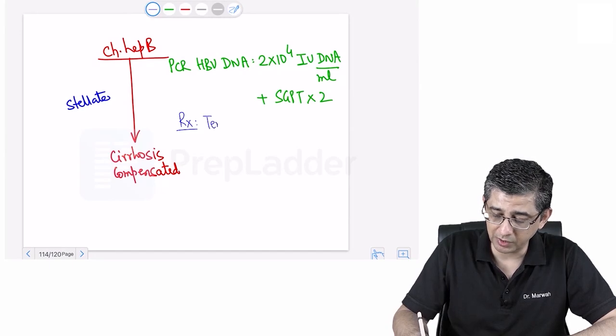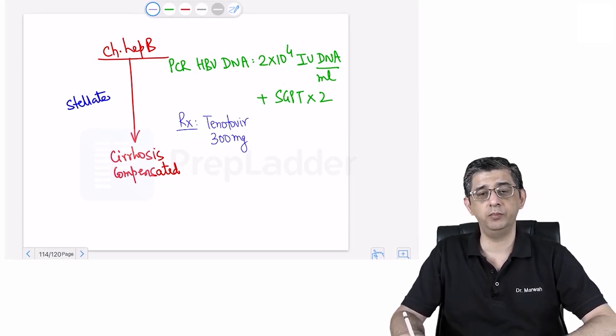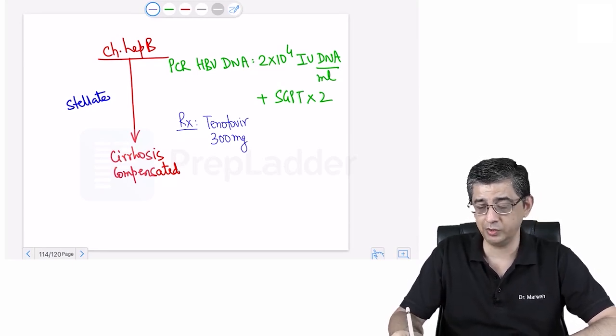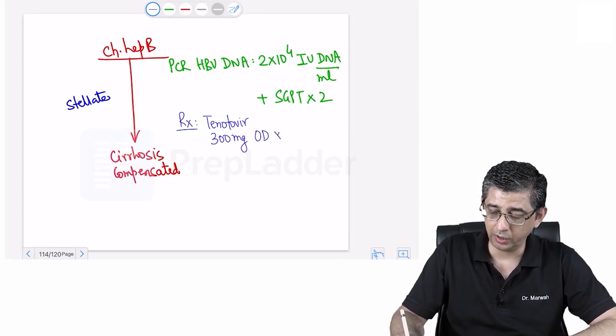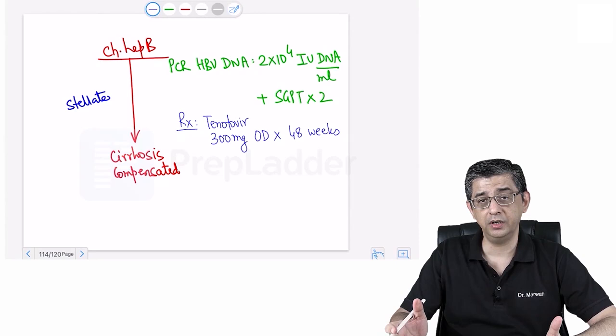I can start this person either on entecavir or on tenofovir. Though any of the two can be prescribed, majority of books first mention tenofovir, so I will be using a 300 milligram dosage for this patient. This is to be taken on a regular basis, but for approximately 48 weeks. And if this person is going to be compliant, then the surface antigen will turn negative.